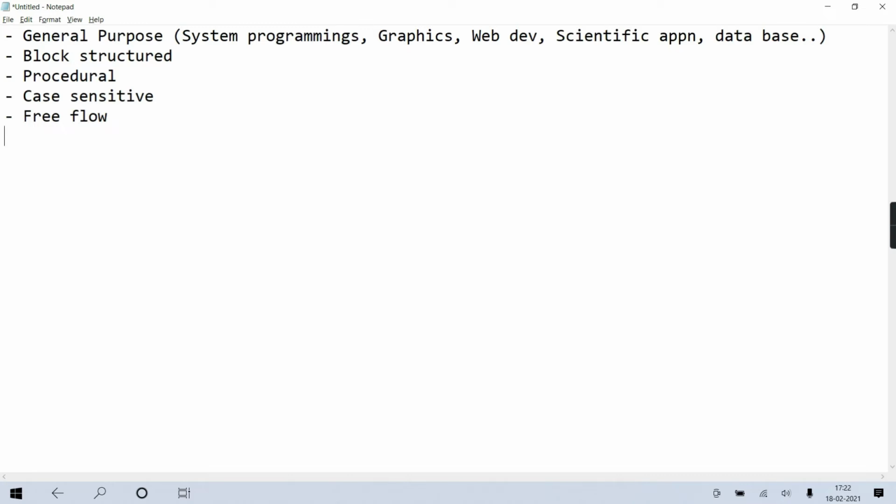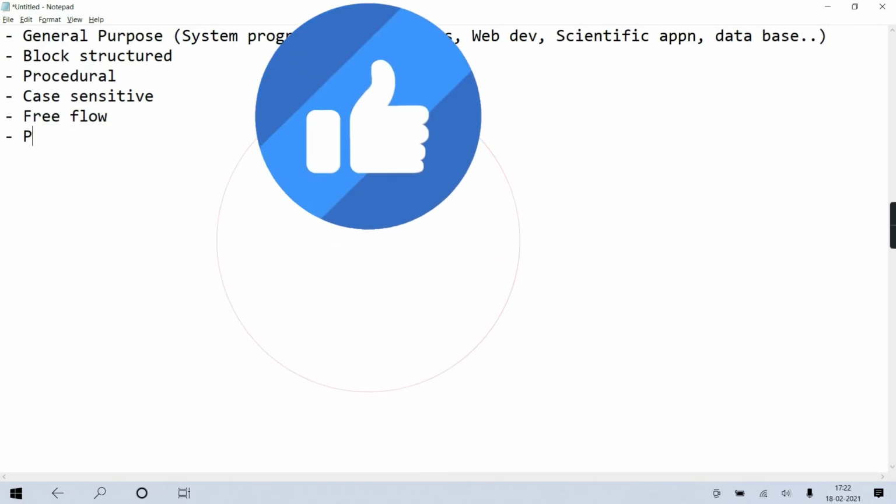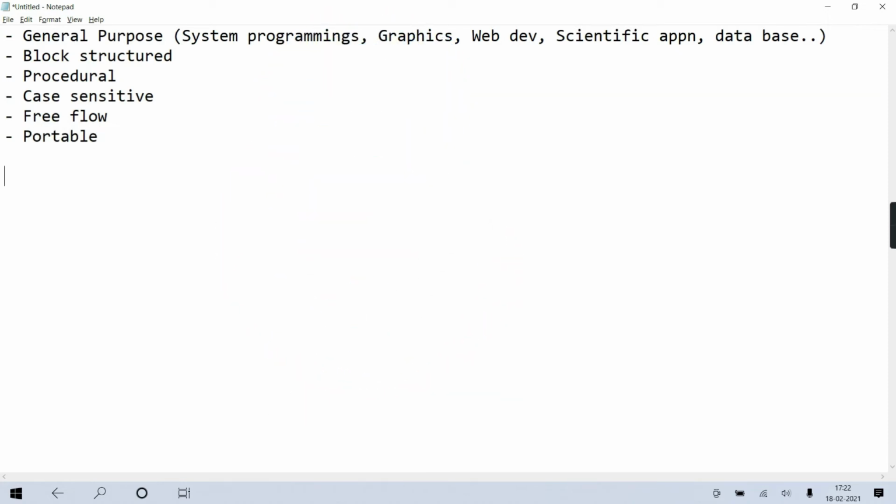Okay, you can type the entire code on a single line, or you can type the code by putting new lines and then tabs and proper formatting. Still, the result will be the same. Getting? Then next is about portable.